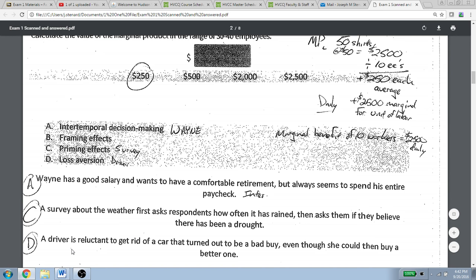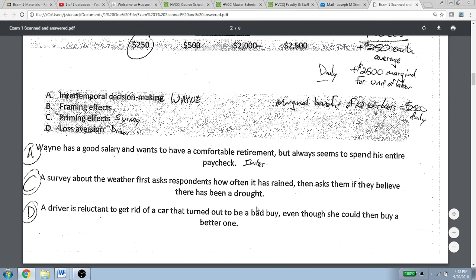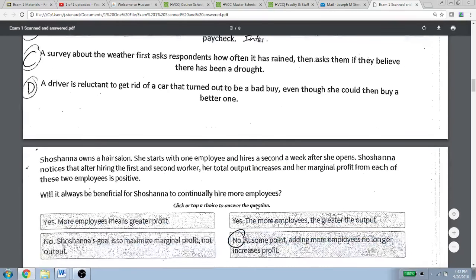And lastly, a driver is reluctant to get rid of a car that turned out to be a bad buy, even though she could then buy a better one. And that's loss aversion. It's painful to admit that something is lost. Kind of a fallacy of the sunk cost, right along with loss aversion.